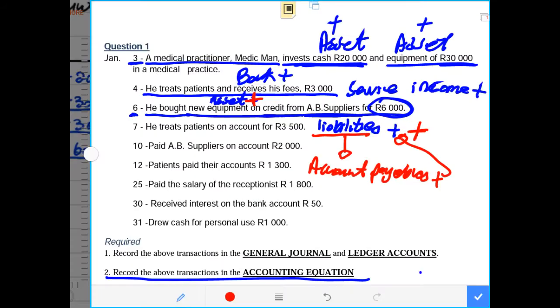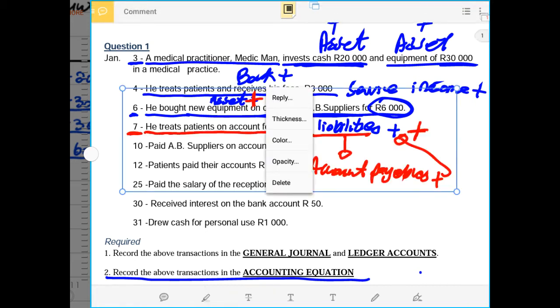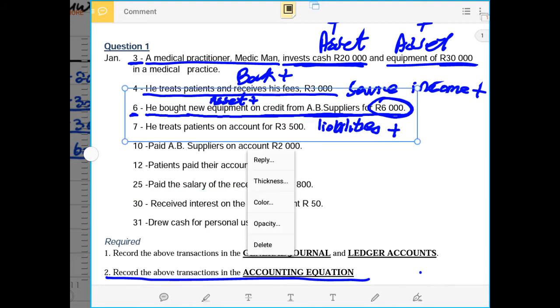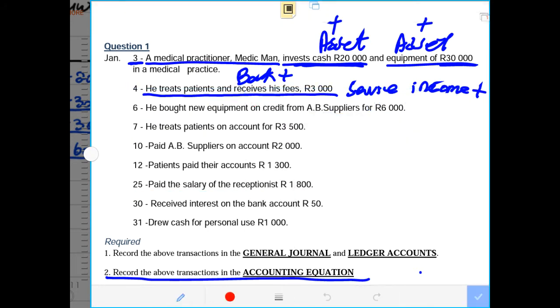Then now the next date is the 7th of the month of January, where it says he treats patient on account for 3,600. So now he treated a patient on account. And the minute he treats a patient, we know that to treat a patient, it is income. To treat a patient, it is service income. That is his main income. Whenever he treats a patient, he charges the patient. Therefore, now the incomes of this medical practitioner will increase.